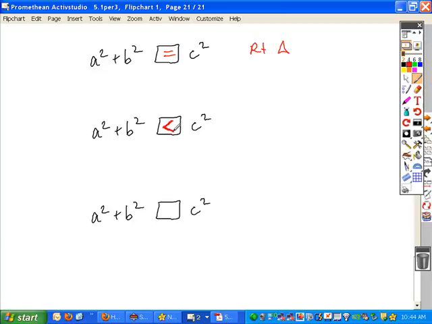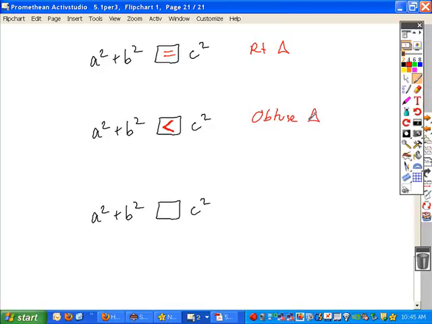Let's assume these two pens are the legs of a right triangle, and my hand represents the hypotenuse. So here is a right triangle. If the square of the longest side is more than it would be in a right triangle, what kind of a triangle do you have? Obtuse. It gets pushed out. So if the c squared value, the longest side squared, is greater than the sum of the squares of the other two sides, you have an obtuse triangle.